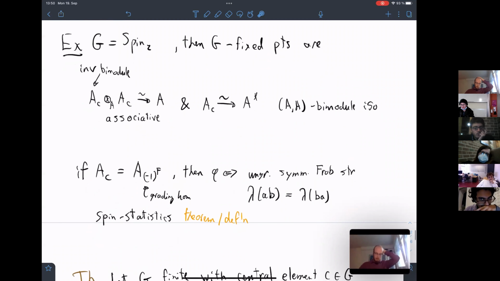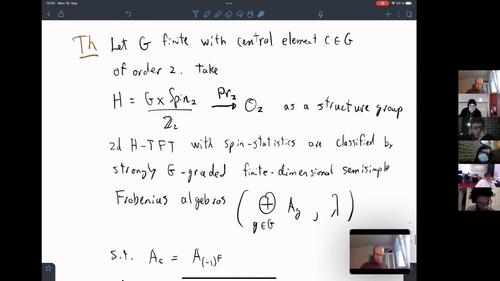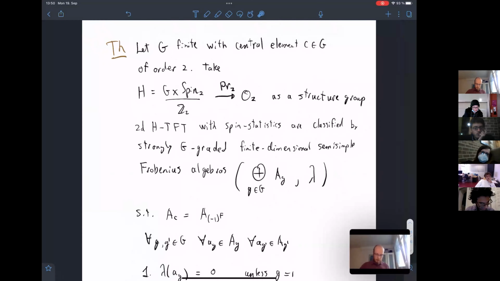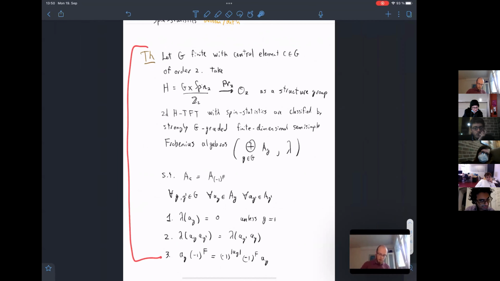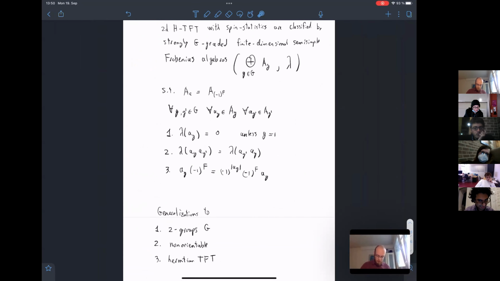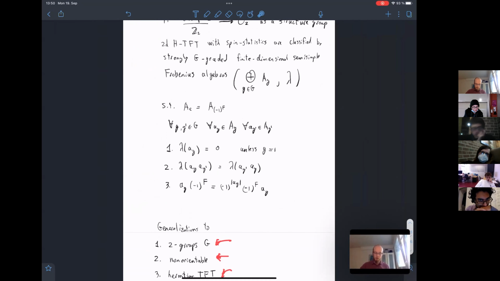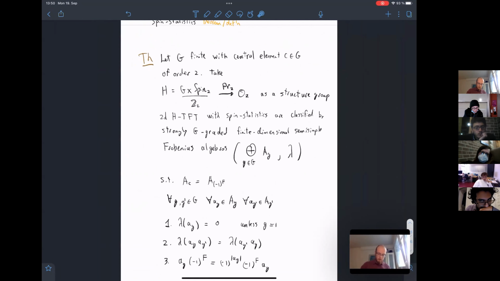And then under the same assumption, we generalize this to more general groups. So for any finite group, in a similar setting, you get a big theorem. And we generalize this even further to 2 groups, the non-orientable case, and also so-called Hermitian or unitary topological field theory. Yeah, so I should say again, with Lukas Müller.